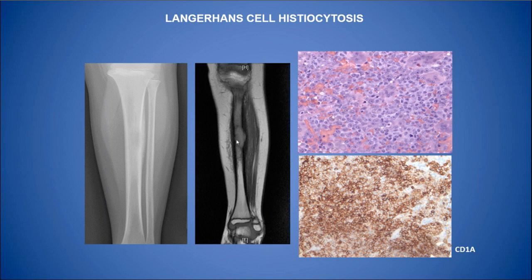The mass can be seen in MRI, and the histology is that of a proliferation of large histiocytes with abundant pale cytoplasm. The nuclei usually show folds or grooves that impart a coffee bean appearance, and there may be variable background reactive inflammatory infiltrate. Multinucleated osteoclast-type giant cells may be seen, and here's a stain with CD1a, which is the most used stain in clinical practice for the diagnosis of this condition, as well as Langerin.